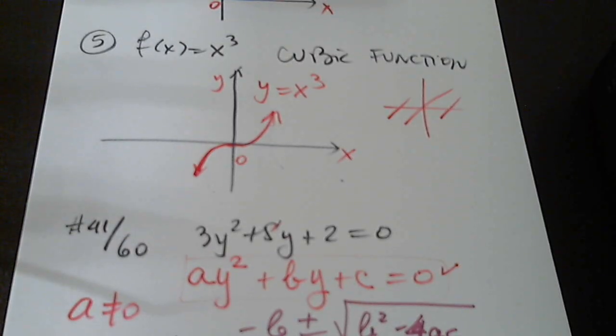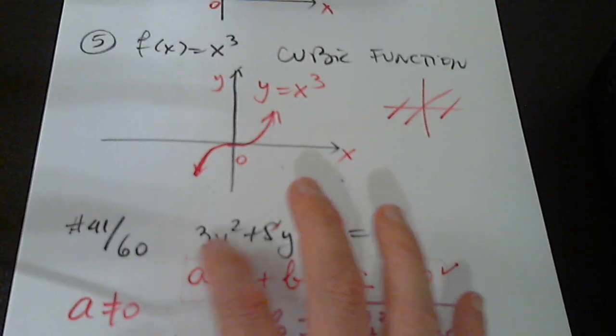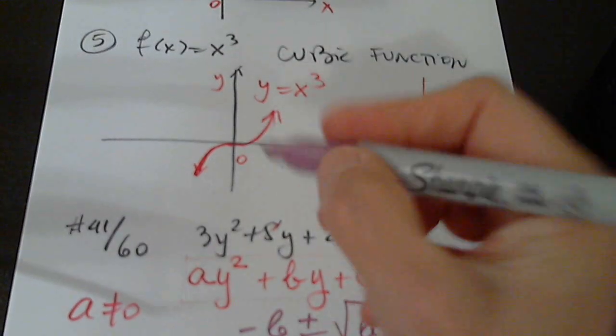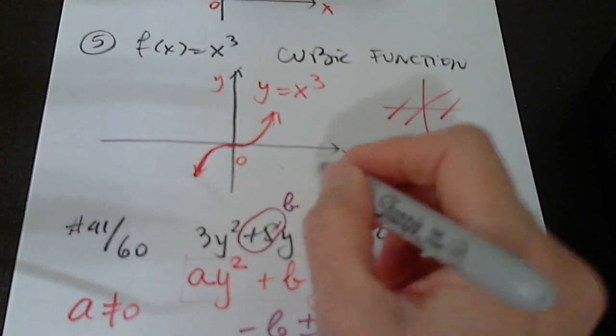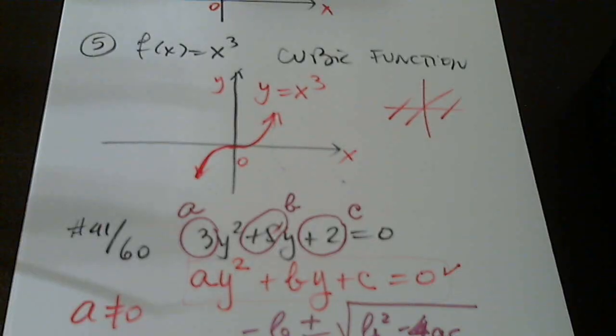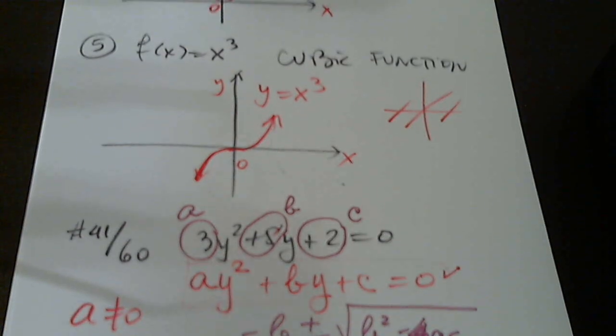I have to identify next that this is a, this is b. Numbers are taken with their sign in front. So this is the b. This is the c. And of course, this is the a. Once I identify them correctly, I just put them in this formula and perform the operations step by step.